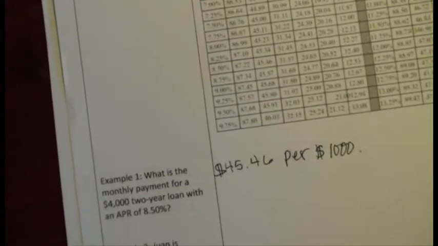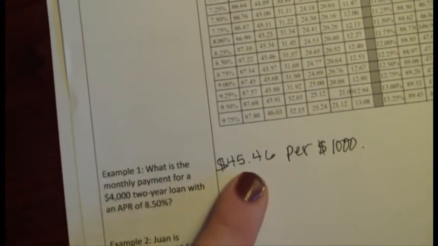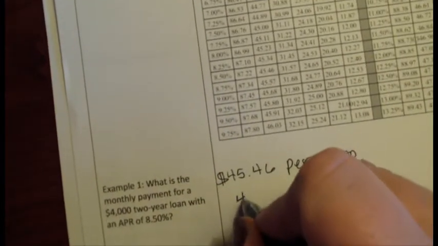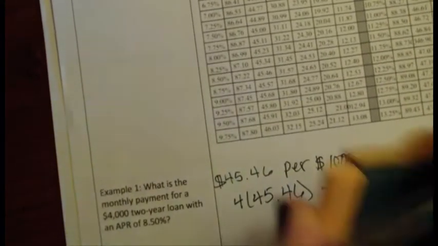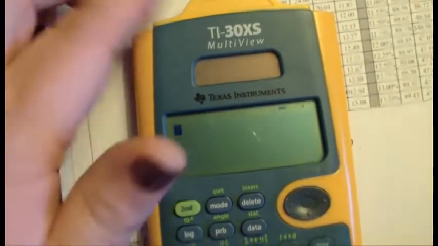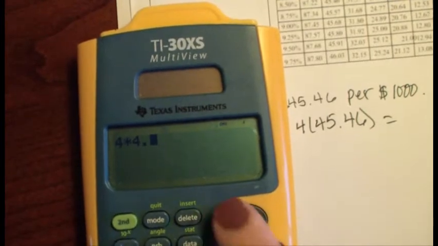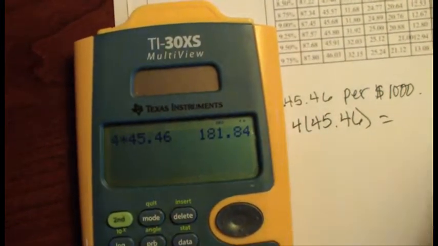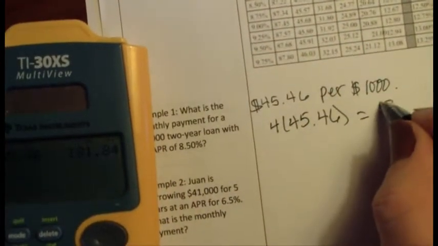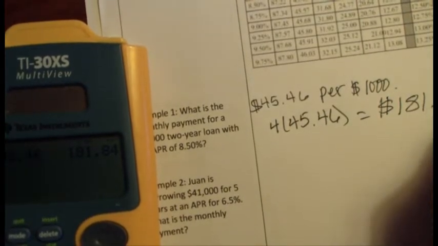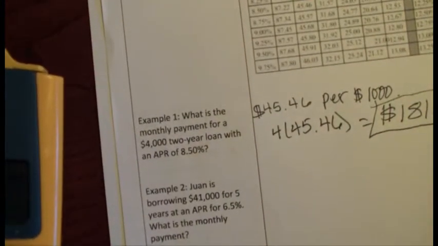She's got a $4,000 loan, so we're going to multiply the monthly payment times 4. So 4 times 45.64. Get my trusty calculator out. 4 times 45.46 is, if you can see, $181.84. So that's the monthly payment. That's how you use your loan table.